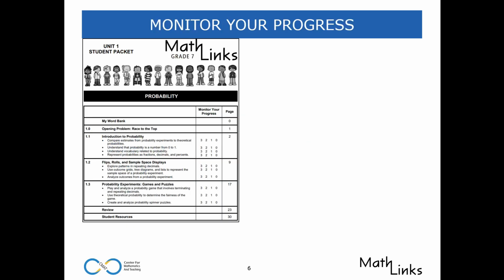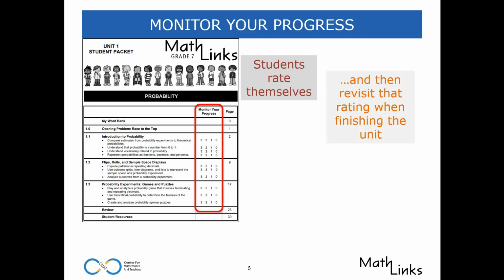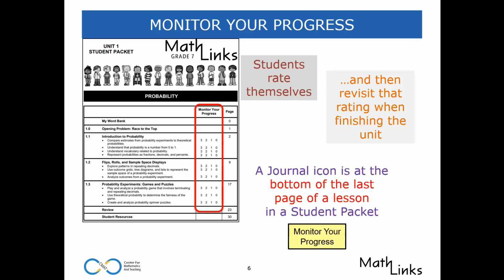Upon finishing each lesson, students rate themselves on a scale from 0 to 3 on how they think they did on the goals of that lesson. And then they revisit these rankings at the very end of the unit. Look for this icon at the bottom of the last page of every lesson.